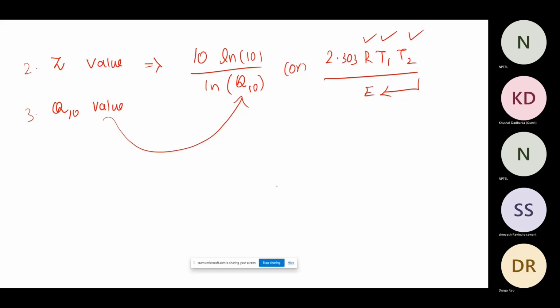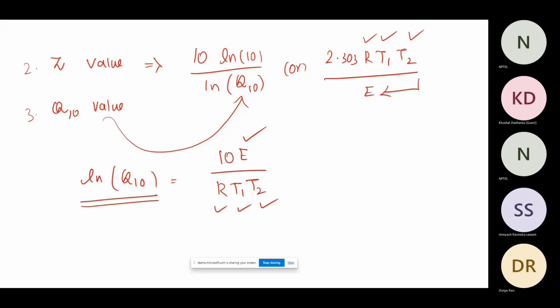Once you calculate Z, then your Q10 value is very straightforward. Ln of Q10 is equivalent to 10E upon R T1 T2. E you know, R you know, T1 you know, T2 you know. Find ln Q10, and please don't forget to convert that into e power ln Q10. Then only will you obtain the Q10 value, as you were asked to find the Q10 value directly. So these are all the sums we have asked in assignment 3.